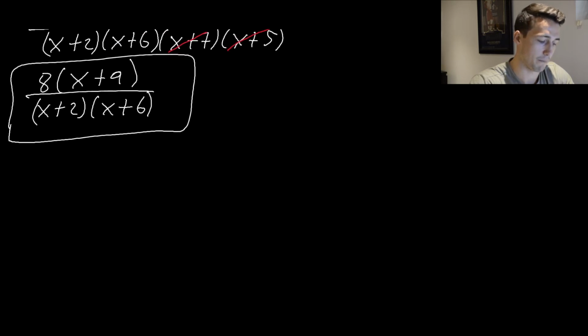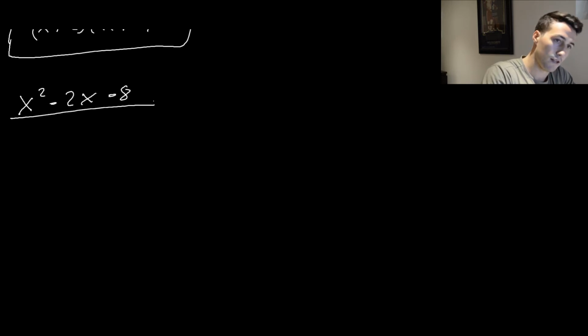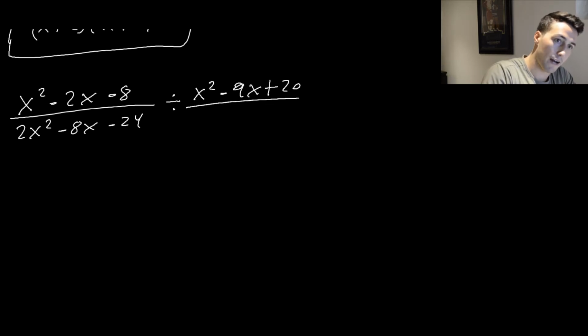And again, these are going to get progressively harder, but it's the same concept each time. So (x² minus 2x minus 8) divided by (2x² minus 8x minus 24). And then this time it's divided by (x² minus 9x plus 20) divided by (x² minus 11x plus 30).